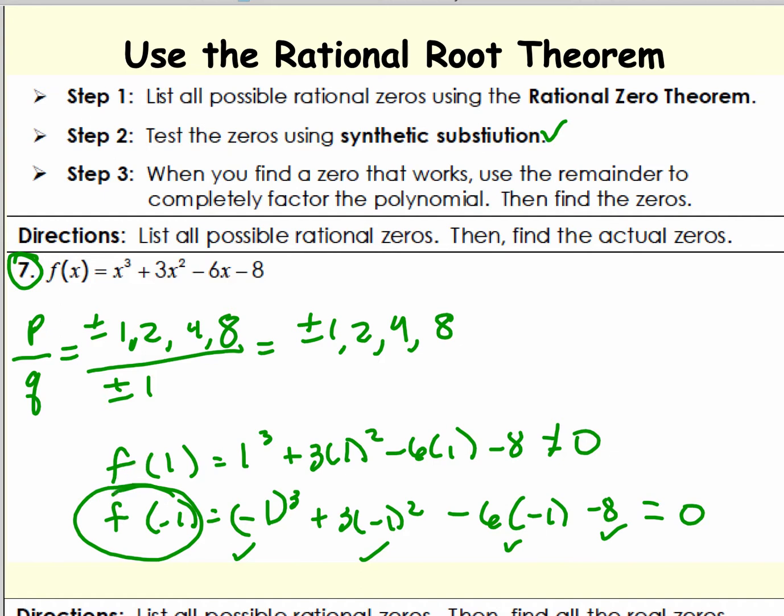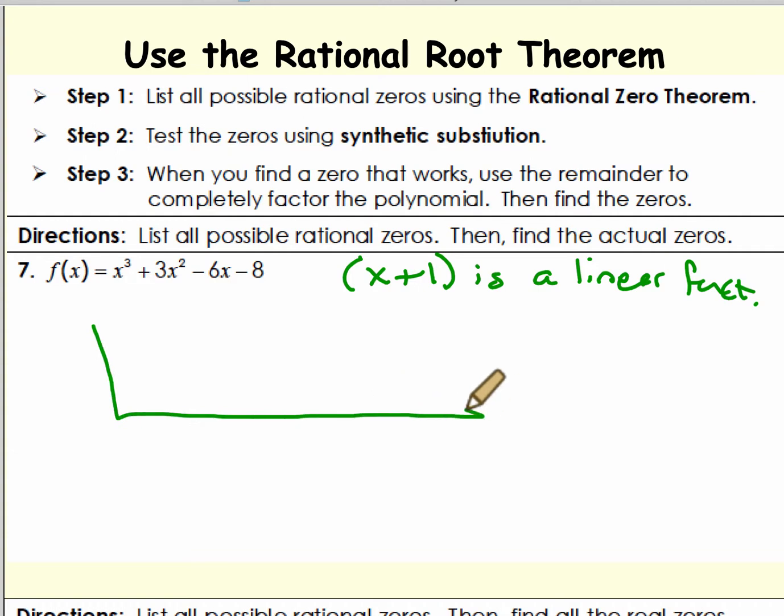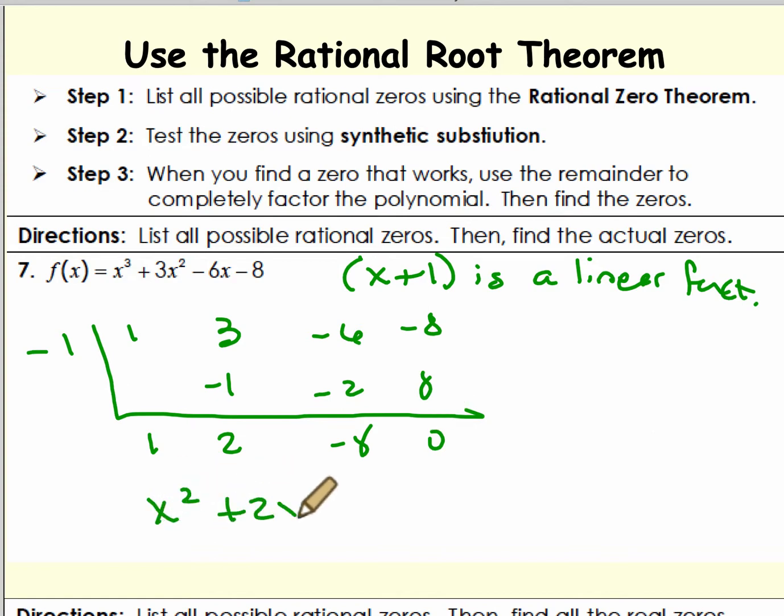Okay, what does that tell me? That means if I go ahead and do synthetic division, because I know that x plus 1 is a linear factor because it has a 0 of negative 1. So if I do synthetic division, I get this. So I have x squared plus 2x minus 8 times x plus 1 so far is what I know about my function.